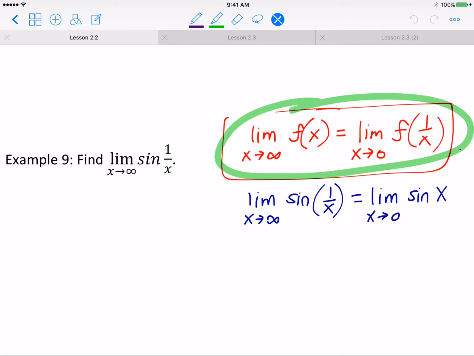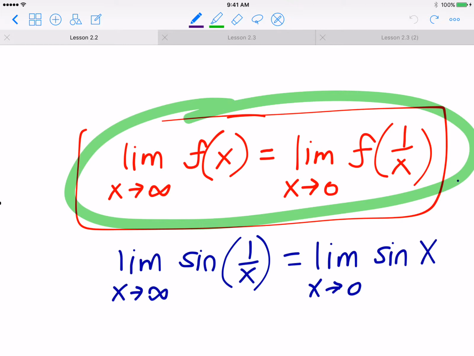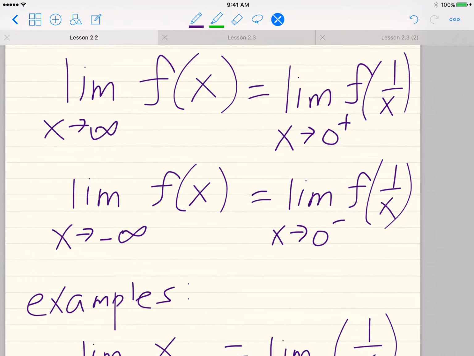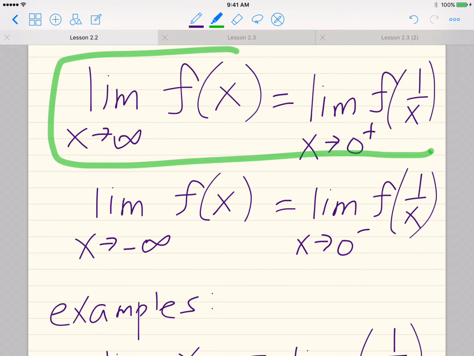Another way to find a limit of something like sine of 1 over x is to use the fact that the limit of a function as x approaches infinity is equal to the limit of that function at its reciprocal value of x as x approaches 0 from the right side, okay, or left side, depending on what the original intention was, okay. So let me rewrite this here. So limit of f of x as x approaches positive infinity is the same thing as limit of f of 1 over x as x approaches 0 from the right side.